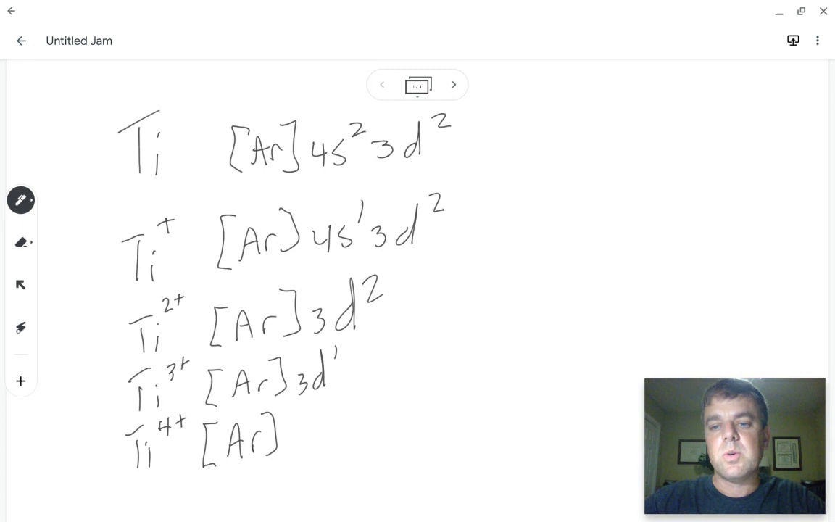So these are four potential charges that titanium could have, because transition elements can have multiple charges. And so titanium can lose either or both of its s electrons in the fourth energy level, plus it can lose those 3d electrons as well, but it always loses the s electrons first.